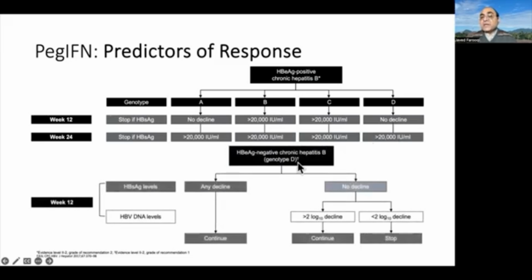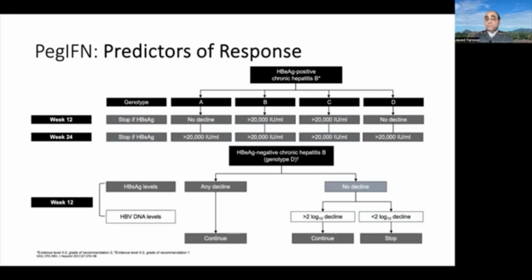In HBe antigen negative chronic hepatitis B patients, at week 12, you check the HBs antigen levels. If there is any decline in the HBs antigen titers, you continue. But if there is no decline at week 12, then you go for the HBV DNA levels. If there's a 2-log decline in the viral load, you continue. But if there is less than a 2-log decline in the viral load, you stop the pegylated interferon, because pegylated interferon is an injectable route. It has a lot of side effects. Therefore, it doesn't give as good a response as the oral drugs.